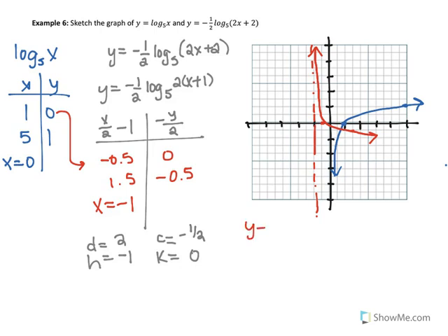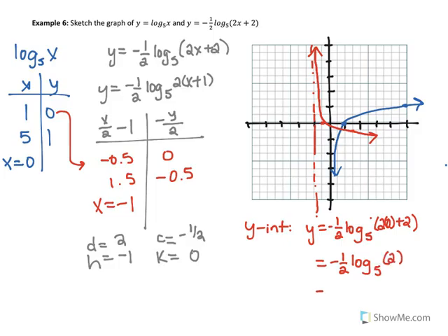We can find our y-intercept exactly, so let's do that. We're going to plug in a 0 for x. So we have y equals -1/2 log base 5 of 2 times 0 plus 2. So it's -1/2 log base 5 of 2. So we're going to type in -0.5 times log 2 divided by log 5. And the number that you should get is -0.215. So that seems pretty good for our picture.